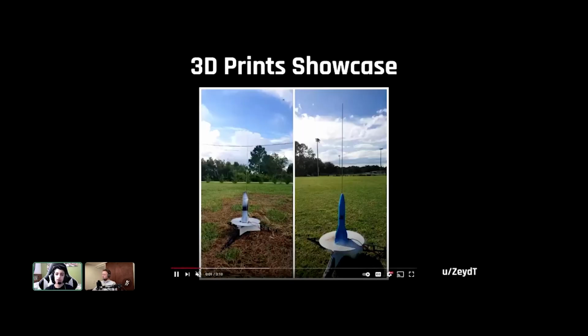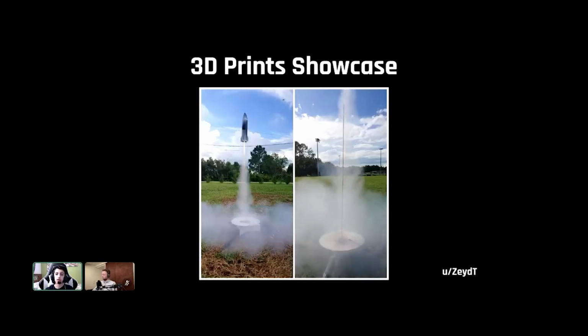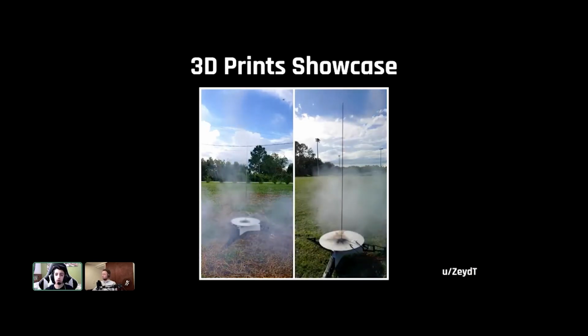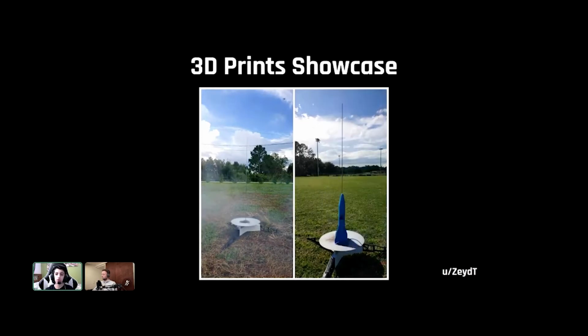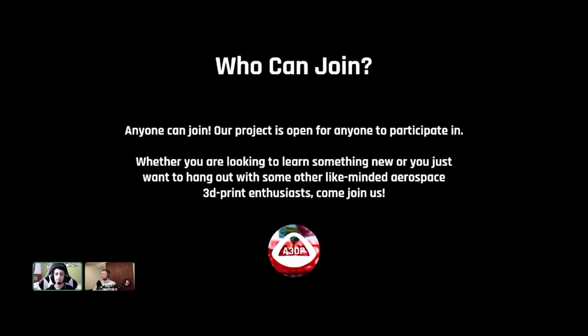So, last but not least, you can see two 3D printed rockets being launched. The Mark 1, which is on the left, uses an Estes A8-3 engine, and the one on the right, Mark 2, uses an Estes C6-5 engine.